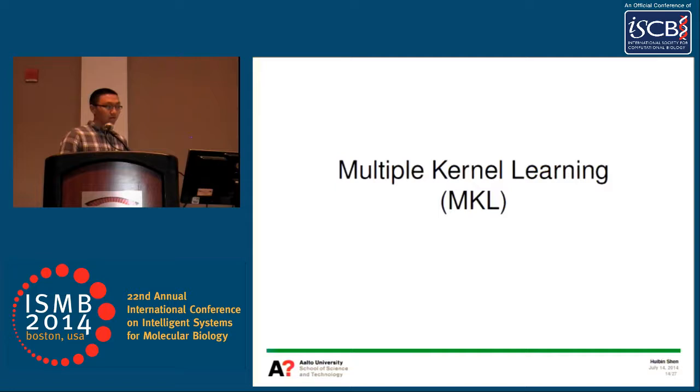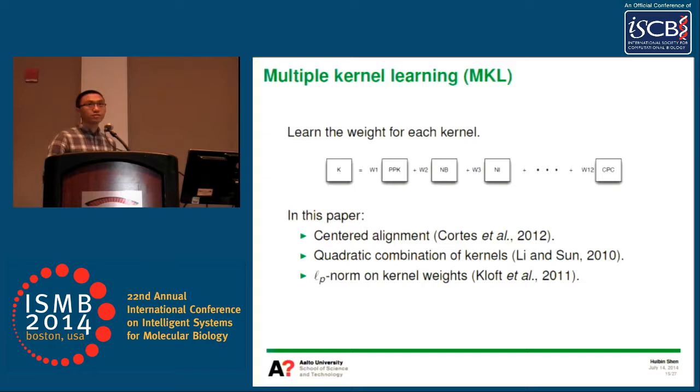If you actually count, we have 12 kernels ready to use. Then we combine the kernels by multiple kernel learning. Multiple kernel learning basically tries to learn the weights for different kernel matrices and combine them, hoping the combined kernel matrix can improve the fingerprint prediction. In this paper, we consider three approaches: the center alignment case, the quadratic combination of kernels, and the LP norm on the weights. I will give you a simple introduction to each of them.